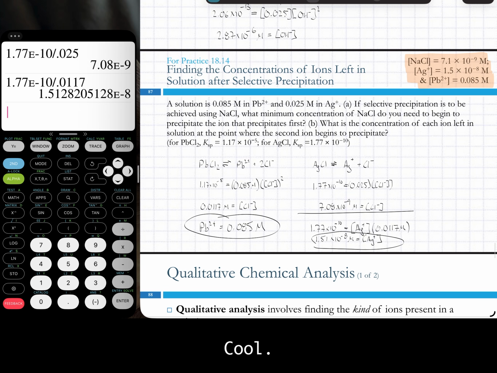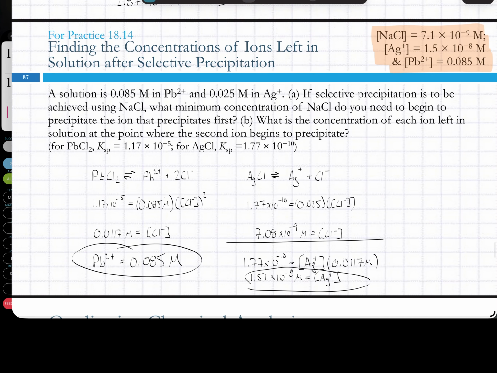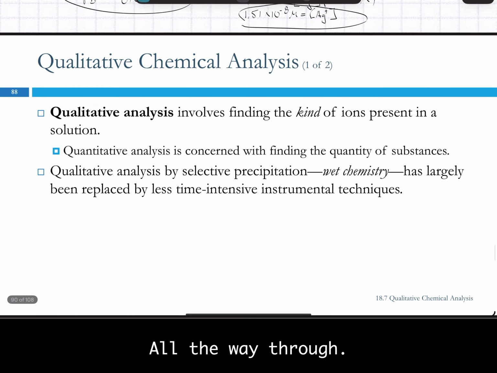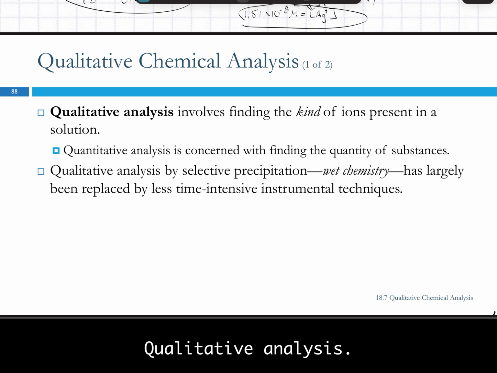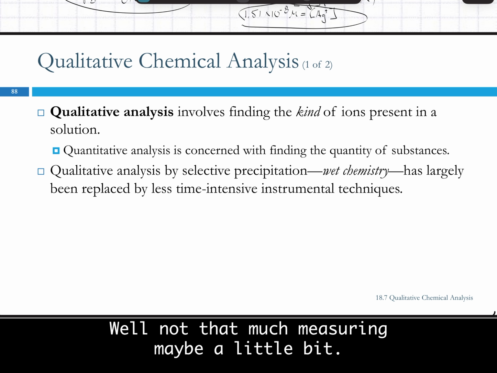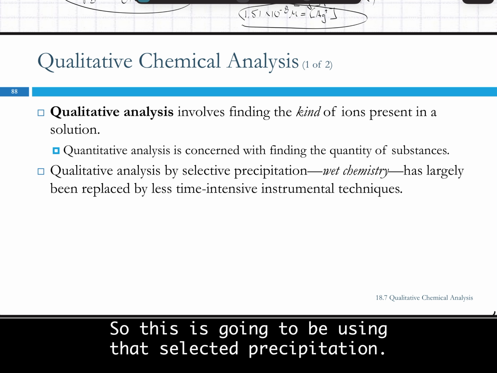Cool. All right, so qual. All the way, there we go. Qualitative analysis. It's all about finding the kind of ions present, and doesn't actually involve much measuring, maybe a little bit. So this is going to be using that selective precipitation.